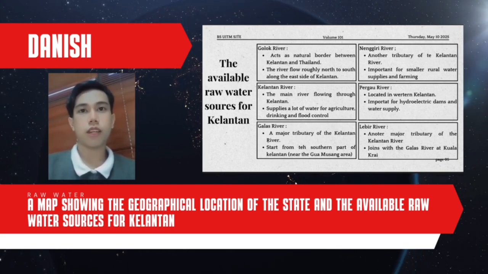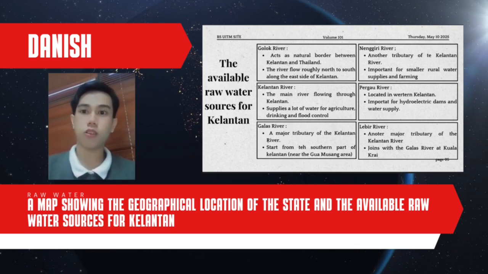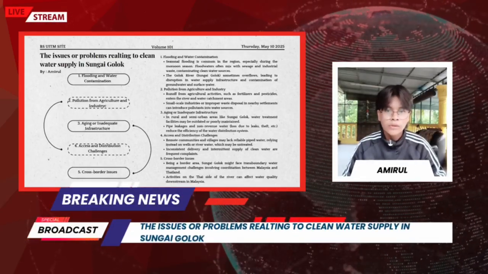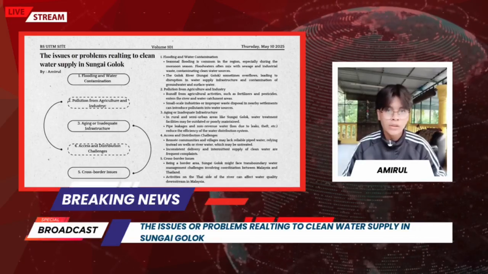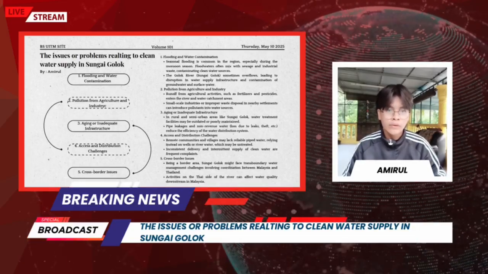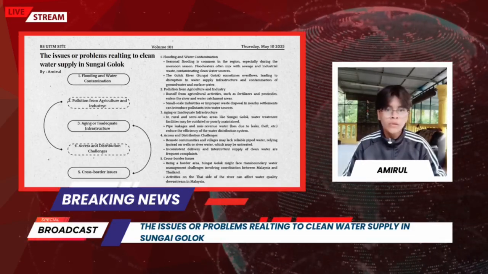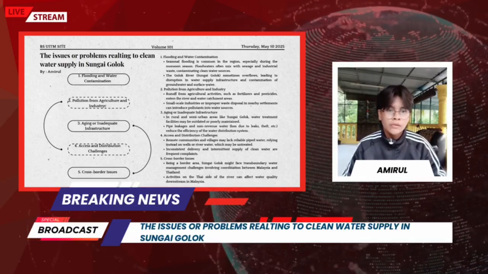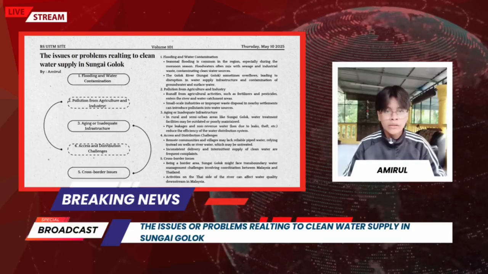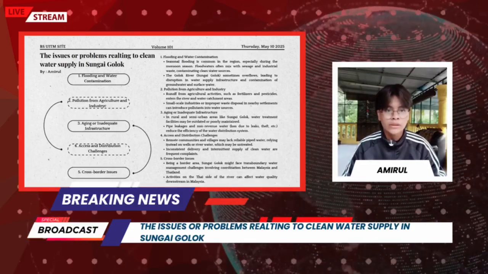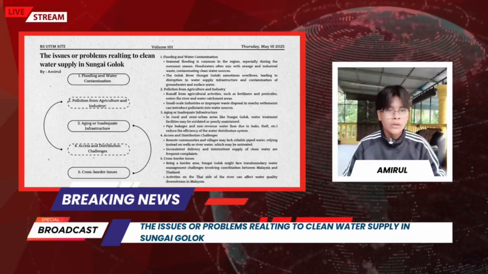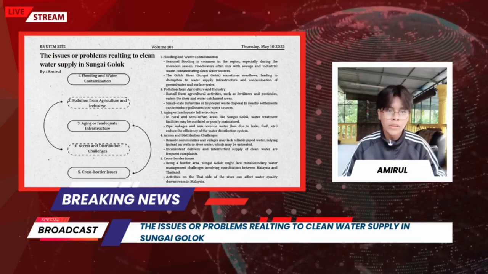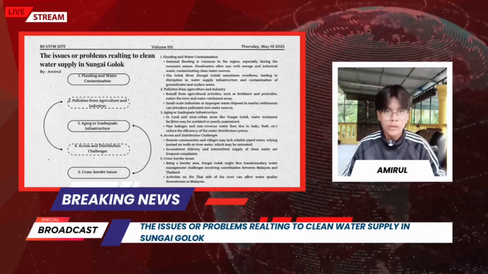So, today's topic, we are going to focus on Golok River. I'm going to talk about the problems relating to clean water supply in Sungai Golok. First, flooding and water contamination. Seasonal flooding is common in the region, especially during the monsoon season. Flood water often mixes with sewage and industrial waste, contaminating clean water resources. So, the Golok River sometimes overflows, leading to disruption in water supply infrastructure and contamination of groundwater and surface water.